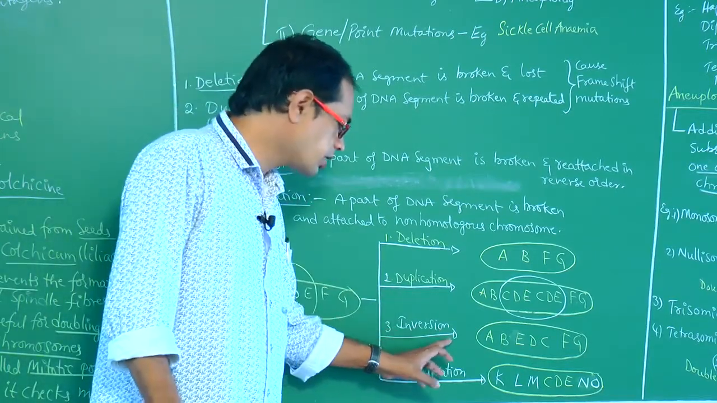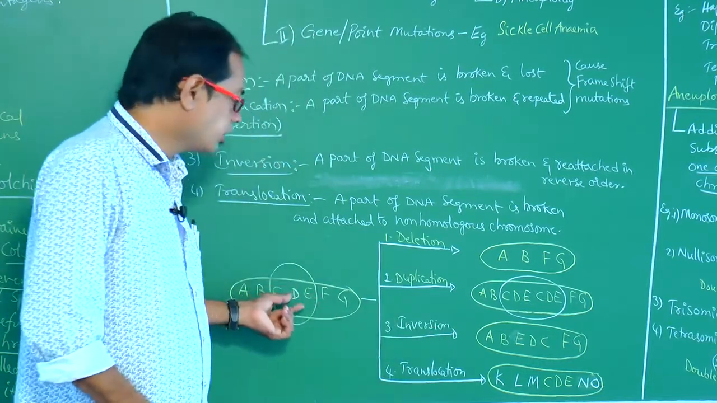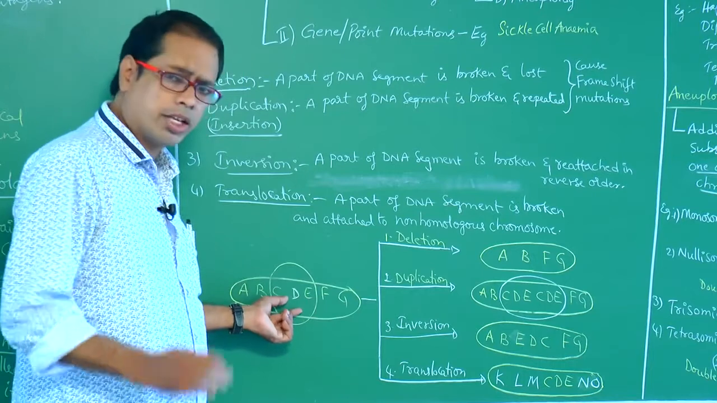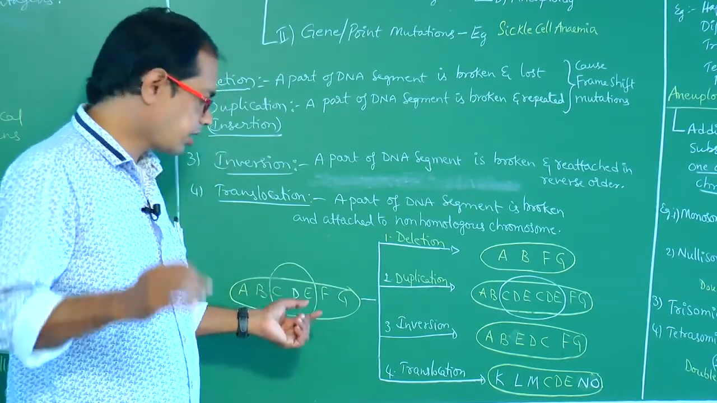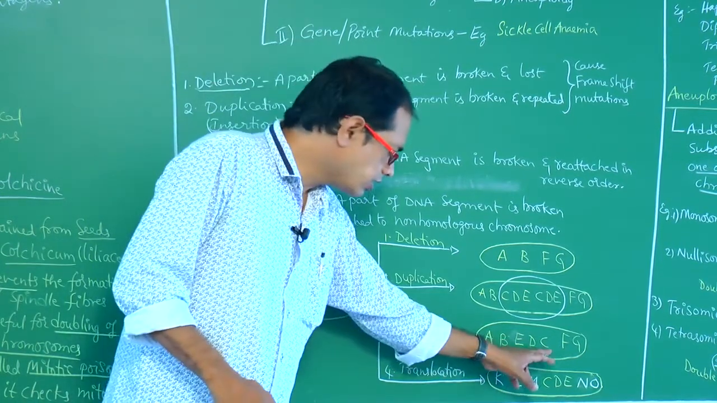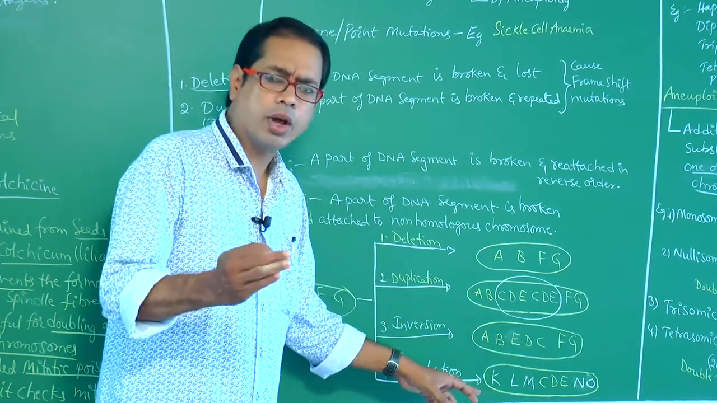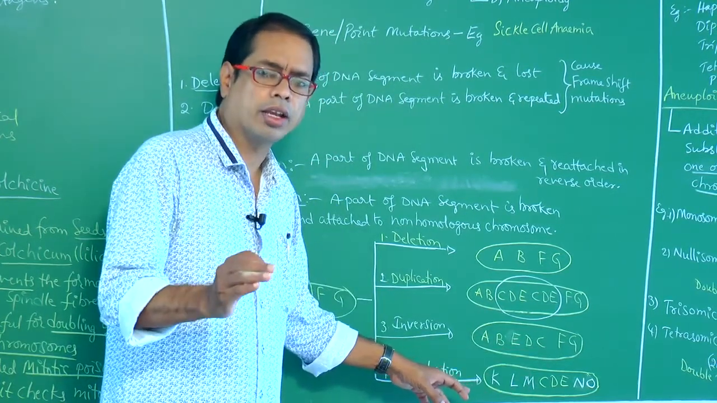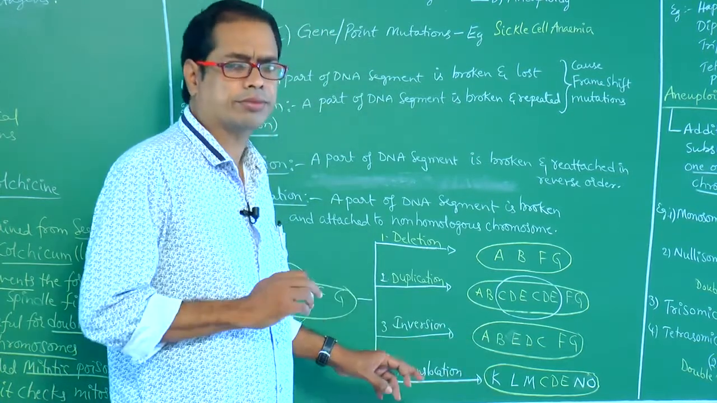Next one, inversion. Inversion means a part of the DNA segment is broken and it is attached in reverse order. Inverse means reverse order. See, C, D, E, that is E, D, C. The broken part is attached to the chromosome in reverse order. That is so called inversion.